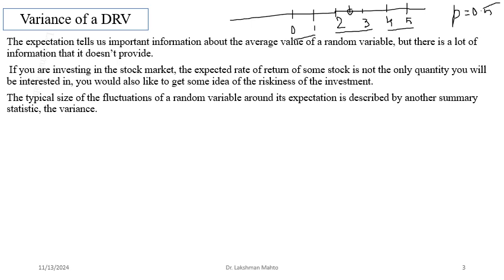If you are investing in the stock market, the expected rate of return of some stock is not the only quantity you will be interested in. You would also like to get some idea of riskiness. It is second order; risk is always a squared quantity. In definition, it is related to variance, the risk of investing. Why? You know that a stock price varies. It is not like once a stock price is 100 rupees, it will always be 100 rupees. It will keep on fluctuating. Fluctuation is variation. That variation in a stock price is what brings riskiness. So the typical size of fluctuation of a random variable around its expectation, we describe by another summary quantity that we call variance.